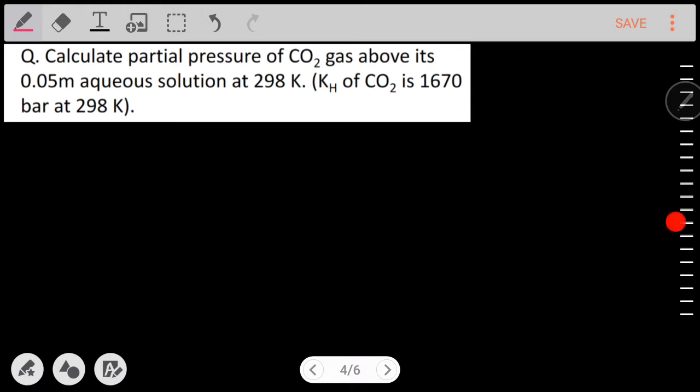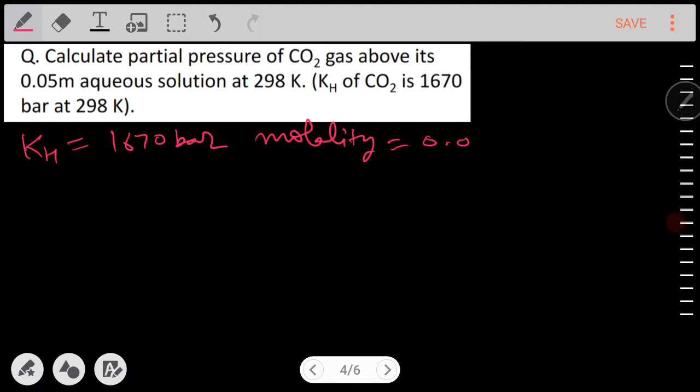But to calculate P gas, X gas is not given. In place of X gas, the molality of the solution is given. So you have to extract the required data from the molality. What things are given here? The value of KH is given, that is 1670 bar. Molality is given, that is 0.05 m.